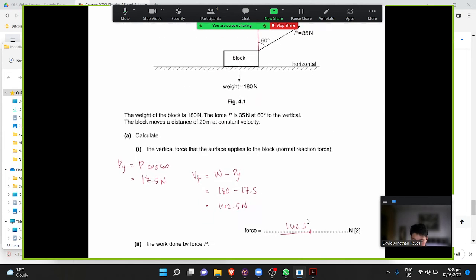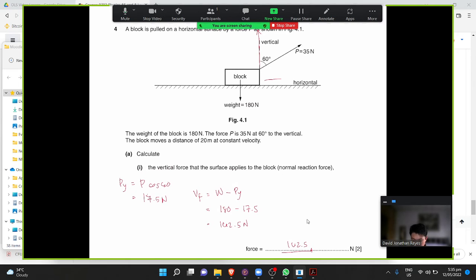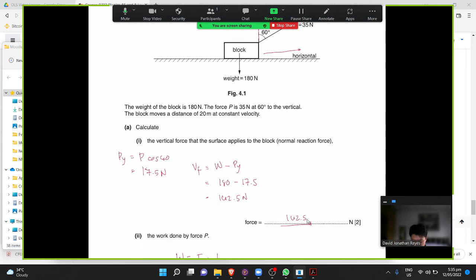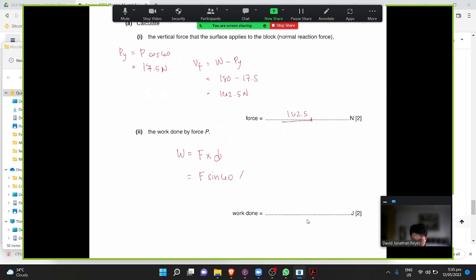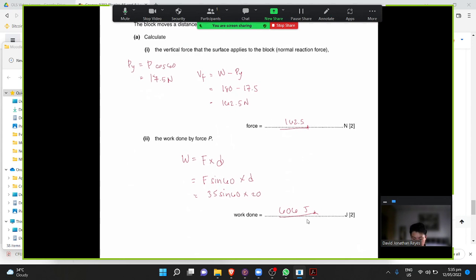force is equal to force multiplied by sine 60. If you look at here, if the block is moving in that direction, then the force that you should be using is also in the horizontal, okay? Multiplied by the distance. So that gives you 35 sine 60 multiplied by 20. Total work done is around 606 joules. That is how you solve this problem.